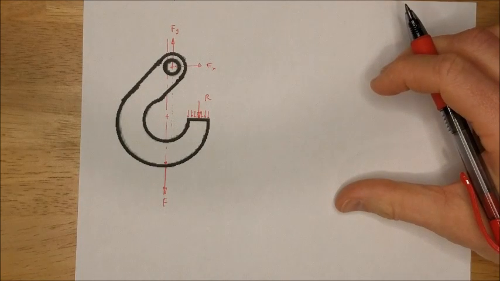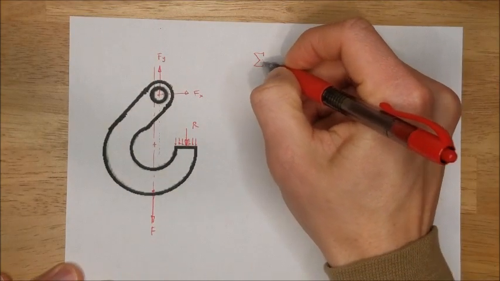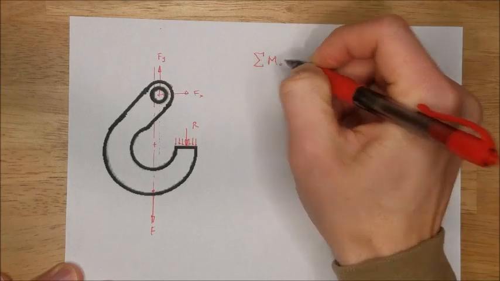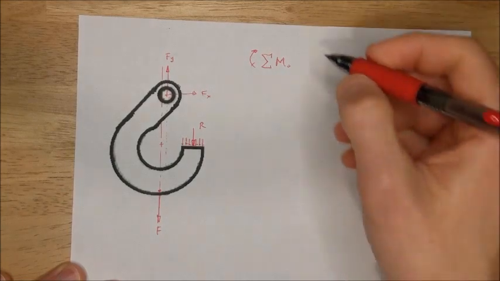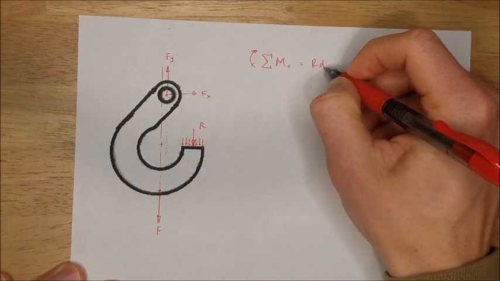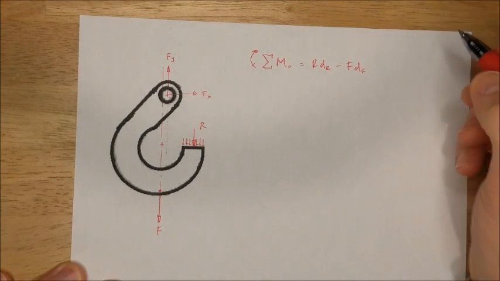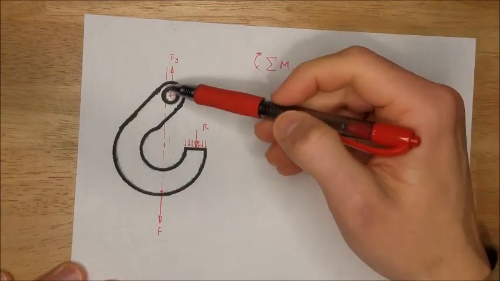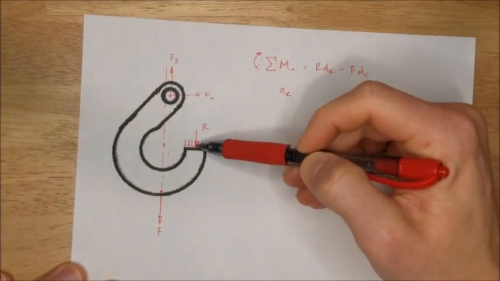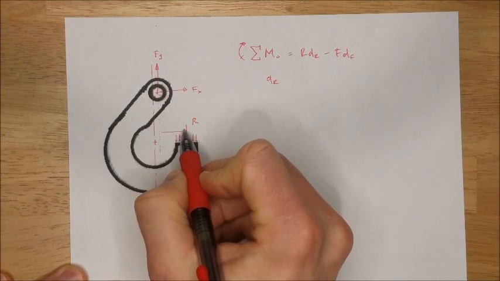Let's jump straight into our equilibrium equations. First thing I'm going to write is the sum of moments about point 0, I'm calling this point 0. This is my positive direction. I've got R times dR plus F times dF. What's dR? I've got my center line here and my radius here, but I'm summing moments about this point, so my dR is this distance.